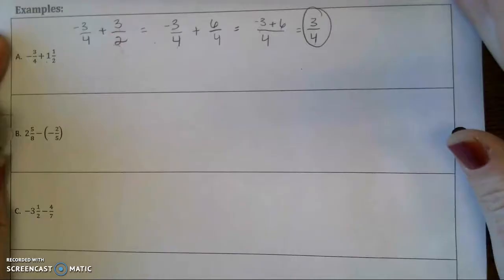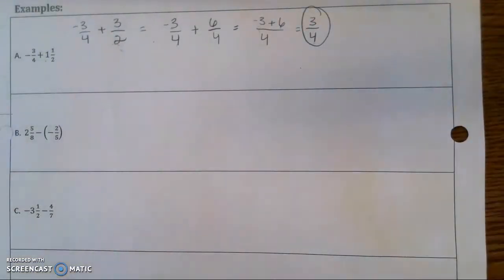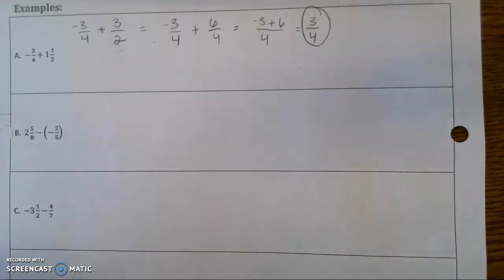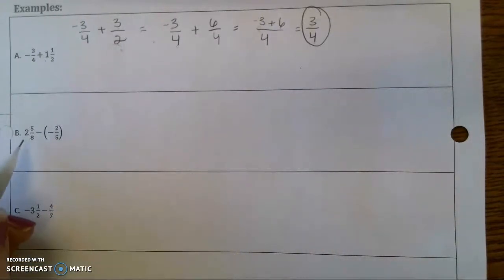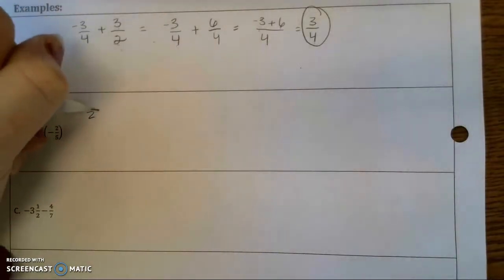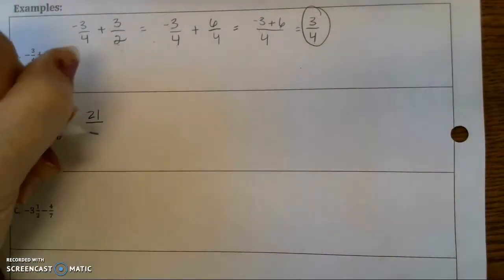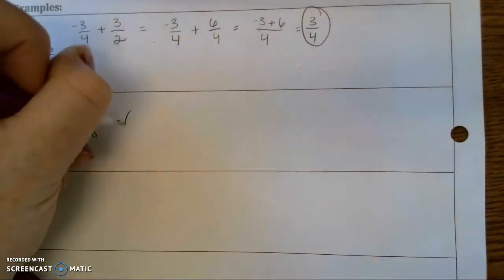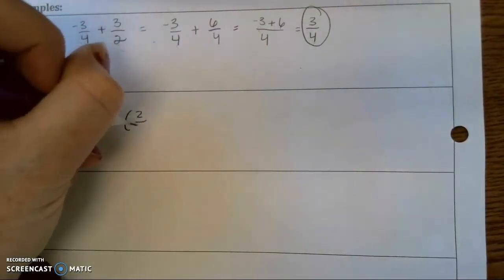All right, so let's take a look at the next one. So we have 2 5/8 minus -2/5. So once again, first things first, we need to rewrite this as an improper fraction. So I'm going to do that boomerang method. 8 times 2 is 16. 16 plus 5 is 21, and I'm going to keep that over 8 because my denominator stays the same. And then I'm going to subtract -2/5.